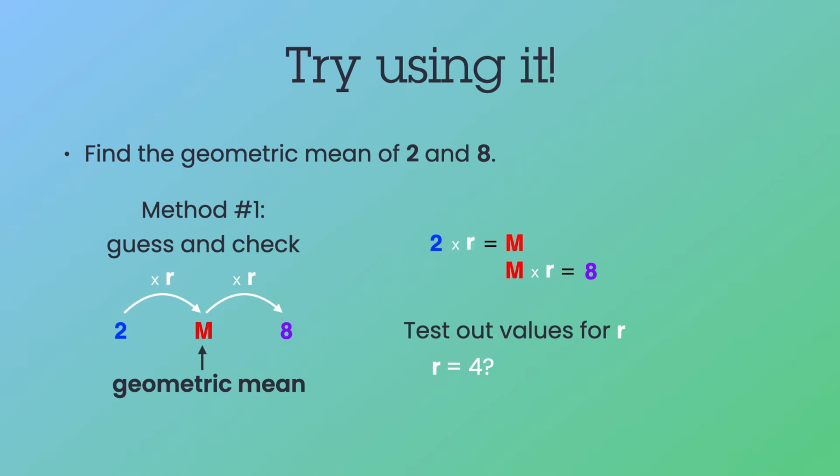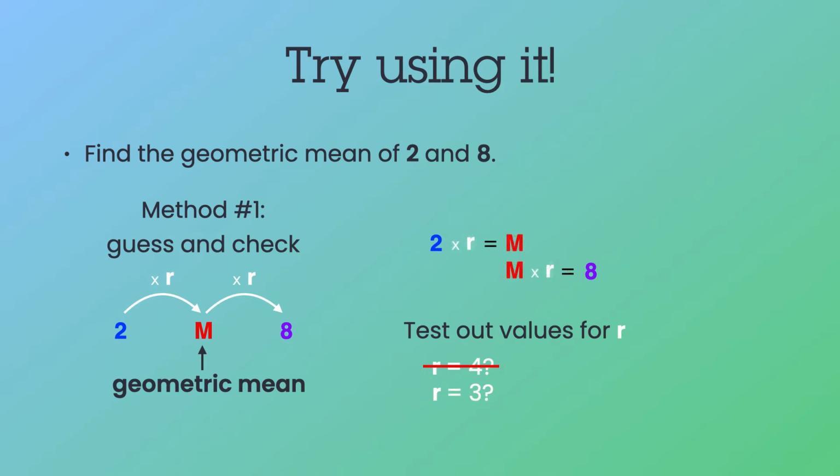What would happen? Well, 2 times 4 is 8. But then remember that M value in the middle has to be the same. So then 8 times 4 is not equal to 8. So R is not equal to 4. 8 times 4 was 32, which is way too big for what we need. So let's try a smaller number, maybe 3.